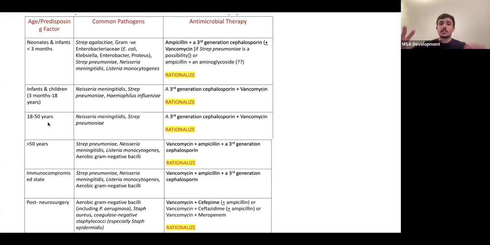Okay, so let's recap meningitis. This is how you need to study. You need to stop and ask yourself, what is this? What are the bacteria that cause infections in the different age groups? We said Listeria monocytogenes can cause infection in less than 3 months, in above 50, and immunocompromised. Strep agalactiae is only in less than 3 months. Streptococcus pneumoniae and Neisseria meningitidis, all age groups, okay? And then Haemophilus influenzae, 3 months to 18 years, okay? So that's for meningitis.